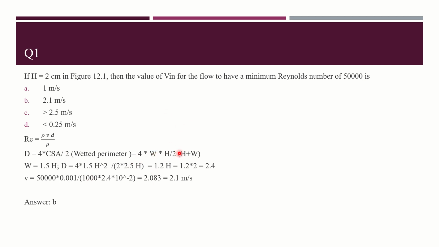that is 4 into W into H. And later on we had W as 1.5 times of H. W value is not directly given, so it is 1.5 times of H, and H value is given as 2 centimeter. So now we are substituting it over here, and D is equal to 4 into W, that is 1.5 times of H, and into H, so it becomes H square, divided by 2 into 2.5 times of H, that is H plus 1.5 times of H, that becomes 2.5 times of H.